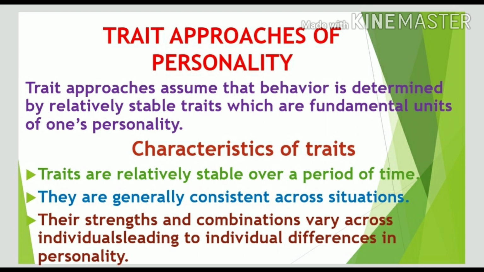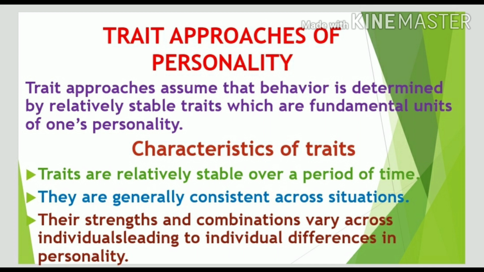So a trait can be your quality, characteristic, feature, attribute that remains stable, that remains the same over a period of time. It may vary, but most of the time it remains the same. And these trait approaches of personality assume that behavior is determined by these relatively stable traits, which are fundamental units of one's personality. So our behavior is governed by these traits, and these traits are fundamental units of one's personality because most of the time a person behaves according to his or her traits.